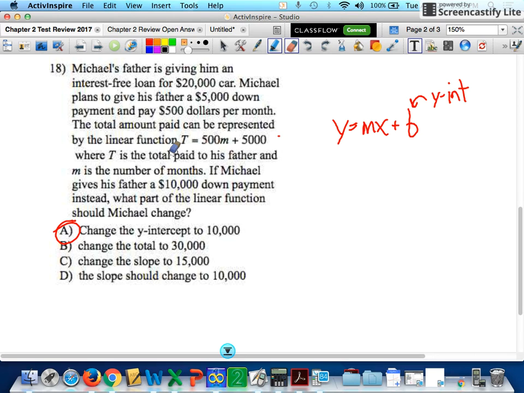Prime example. They give you some basic information. Now this first sentence is kind of just a load of stuff you don't need. And this says, Michael plans to give his father a $5,000 down payment. That's an initial value. That's a starting number, okay? Initial value. He gives him that initial value of $5,000, and then he's going to pay him at a rate. This pay is a rate of $500 per month.